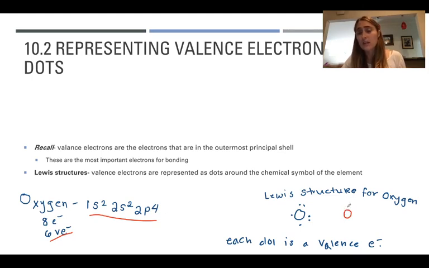The way I like to do this is start with 1 on each side. 1, 2, 3, 4, and 5, and 6. I usually put 1 on each side before I go back and double them up. Now, this would be the Lewis structure for oxygen. Each dot on this structure is representative of 1 valence electron.